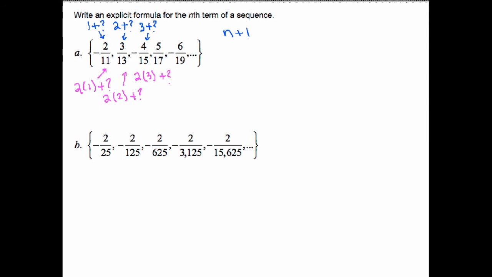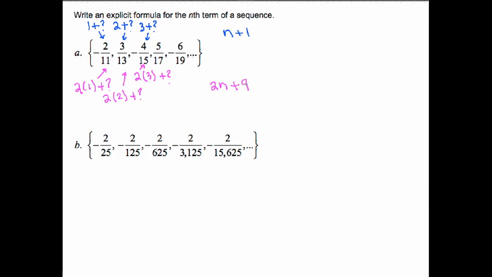What does that number have to be to generate each of these denominators exactly? Well, 2 plus 9 is 11, 4 plus 9 is 13, 6 plus 9 is 15. So it looks like the denominator is generated by the expression 2n plus 9.